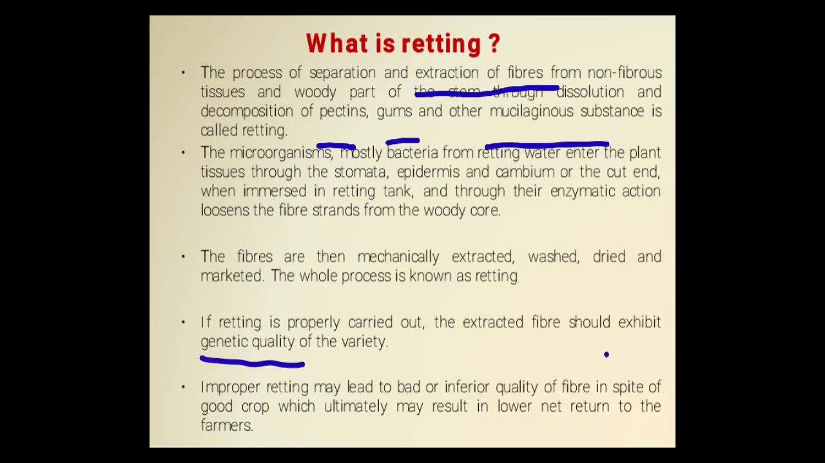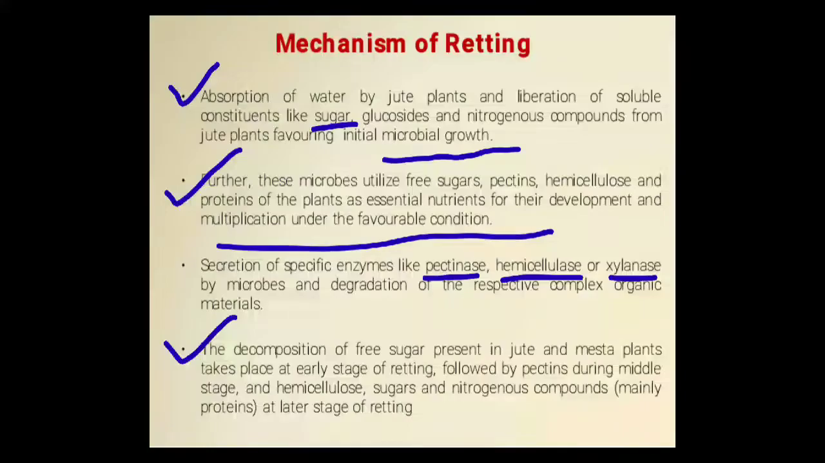Whereas if it is not done properly, then you will get a very low quality fiber with a very low economic value. So your retting tank should have those microorganisms which are responsible for degradation of these substances such that you get high quality fiber. So let's move on to the mechanism of retting.